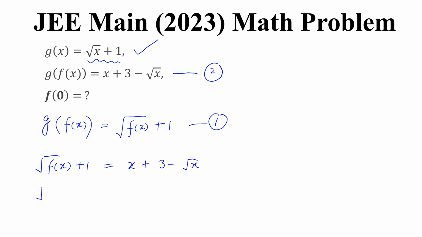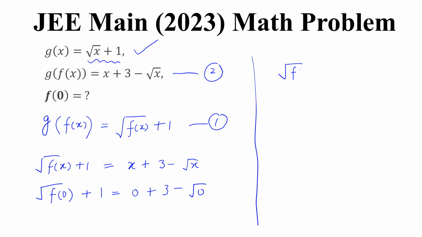Now we will put x equal to 0 in this equation. So the square root of f of 0 plus 1 equals 0 plus 3 minus the square root of 0. And simplifying this, we will get the square root of f of 0 equal to 2. Taking the square on both sides, we will get f of 0 equal to 4. And this is the required answer.